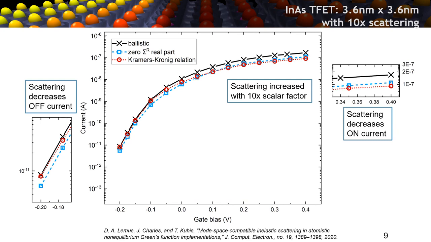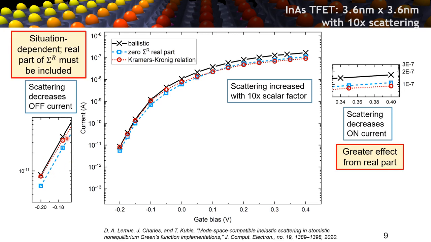So with scattering increased by a scalar factor of 10, there's an even greater decrease in the on current from the inclusion of the real part of sigma r. And we see now that there's also a decrease in the off current even when the non-zero real part of sigma r is included. So the effect of scattering on off current may be situation dependent. Therefore, the real part of the retarded scattering self-energy, sigma r, should be included for an accurate physical representation.